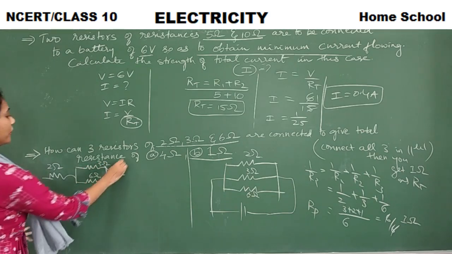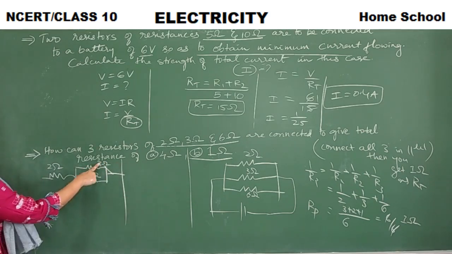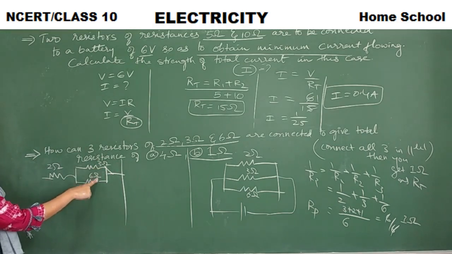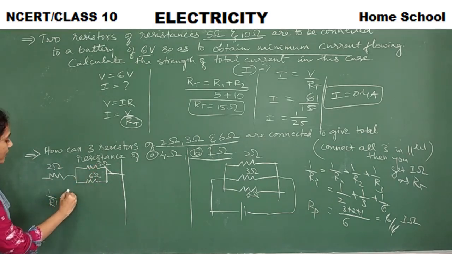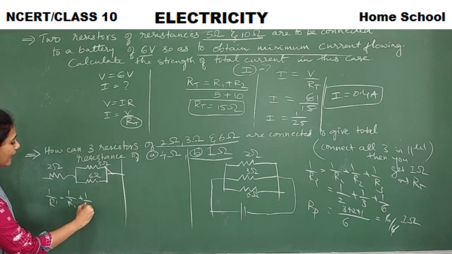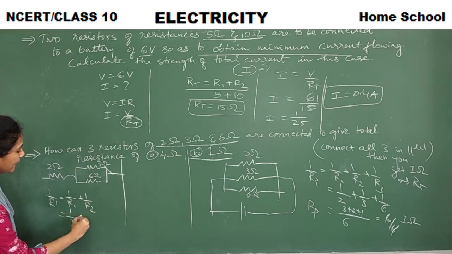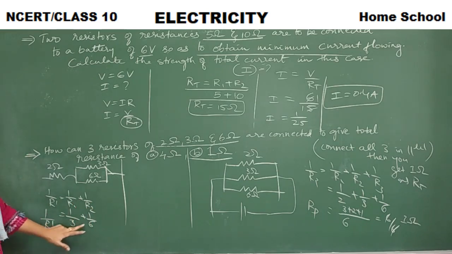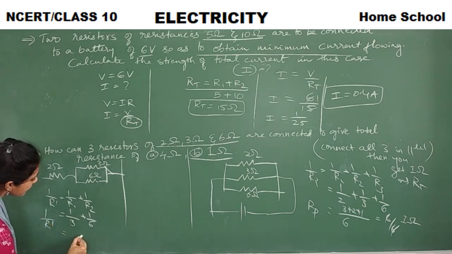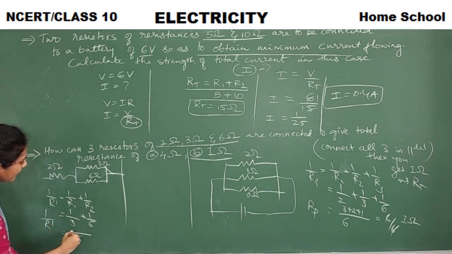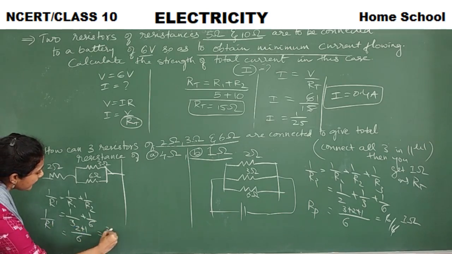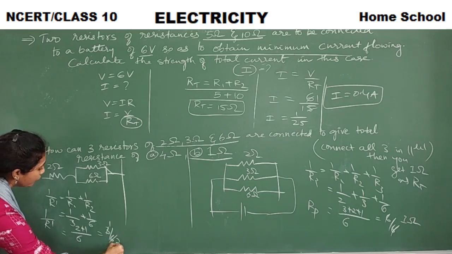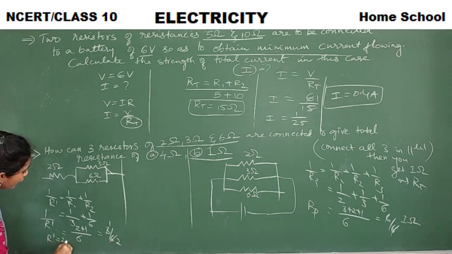How do you calculate the total resistance here? Definitely first you calculate this, right? These two are in parallel. So 1 by R dash is equal to 1 by R1 plus 1 by R2. Here 1 by 3 plus 1 by 6. 6 is the LCM. So you would be getting 2 plus 1, that is 3 by 6, that is 1 by 2. That means R dash is equal to 2 ohms.